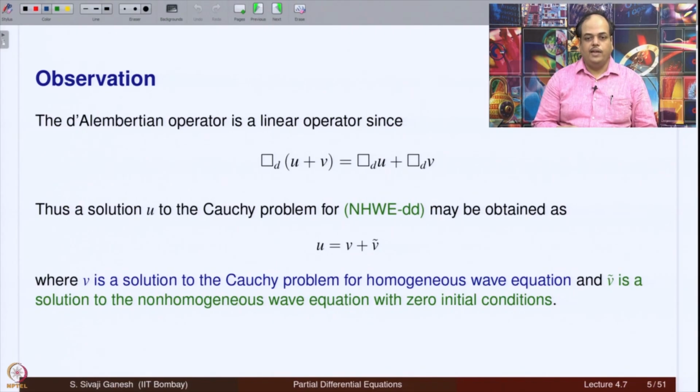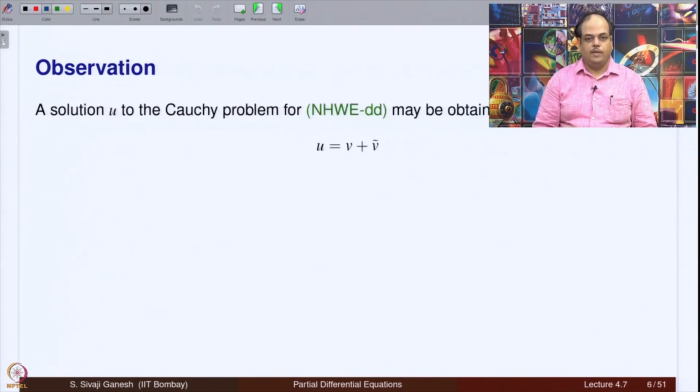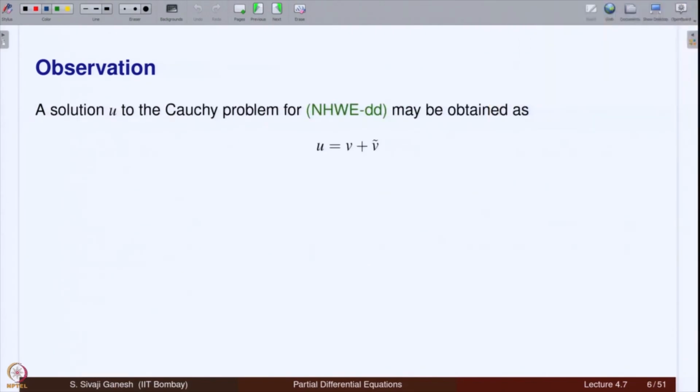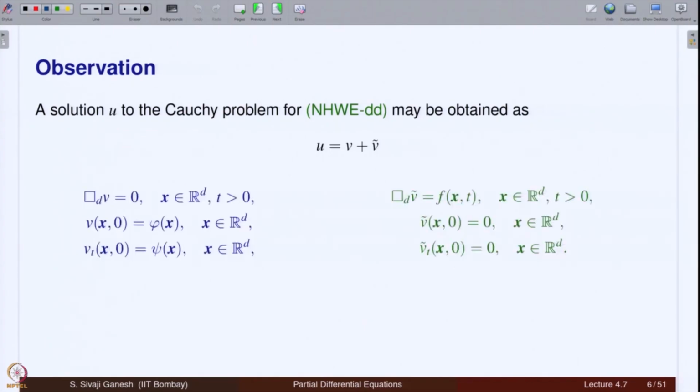We will state more clearly on the next slide what the problem precisely is. So, u equals v plus v tilde, and v satisfies the homogeneous wave equation with the Cauchy data, and v tilde satisfies the non-homogeneous wave equation with 0 Cauchy data or 0 initial conditions. So, when you add v plus v tilde, by the linearity of the D'Alembert operator, D'Alembert of u will be D'Alembert of v plus D'Alembert of v tilde, that will be 0 plus f, therefore f.